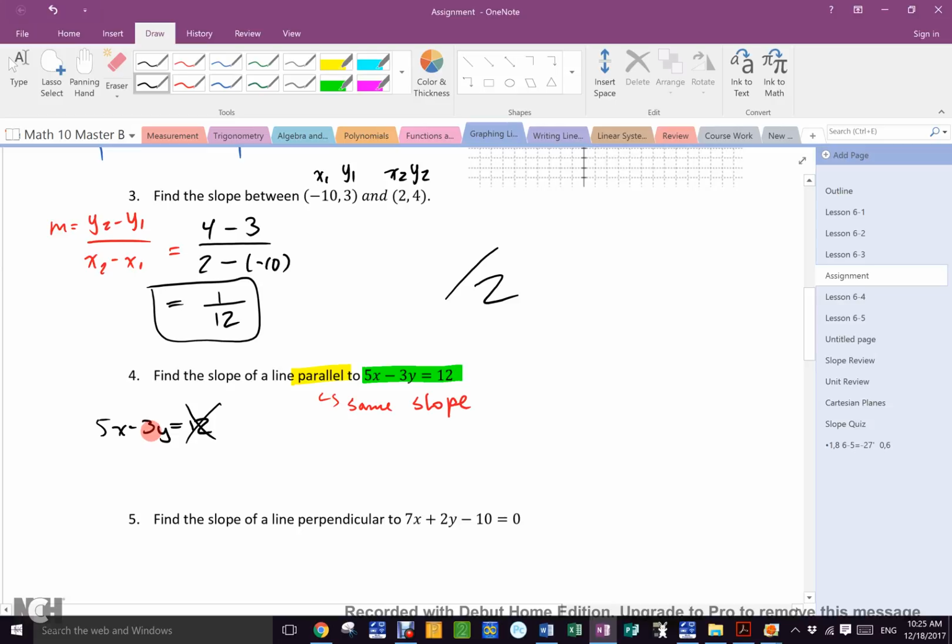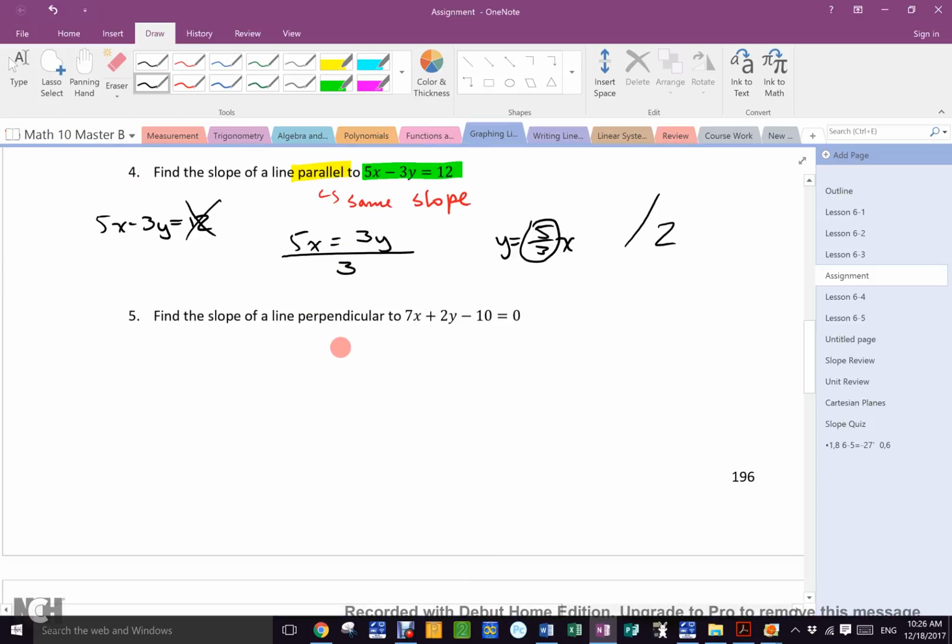So all I got to do is get y by itself, right? 5x equals 3y. Now what? Divide it by 3. And what's the slope? 5 over 3x. That is the slope I need. And that would have been out of 2 marks as well. Now, what if I asked for the equation? Then would I need to care about the 12? Yes.